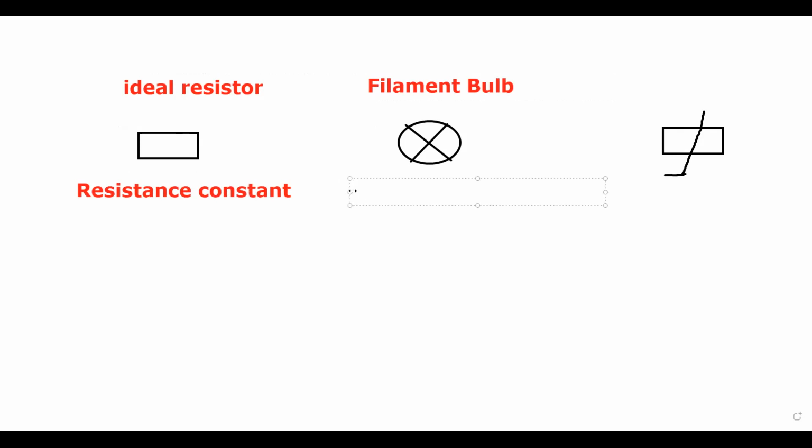For a filament lamp or a filament bulb, when the current is passing through the filament, the current produces heat, and because of that heat, what happens? It is made of tungsten metal, and for a metal, when the temperature increases, its resistance also increases. So for a filament bulb, resistance increases. And the third one is a thermistor, which is also known as a heat resistor. A thermistor is a semiconductor. So practically, you don't have an ideal resistor.